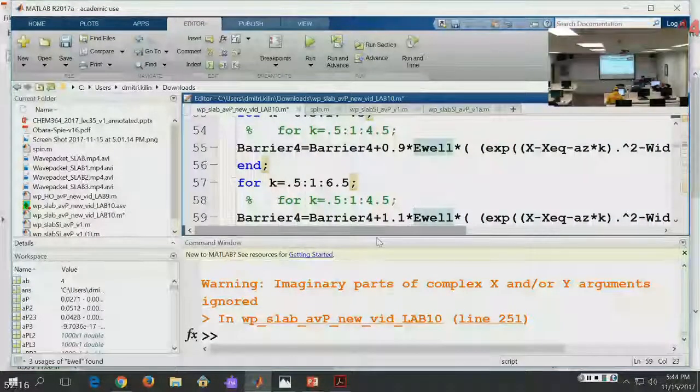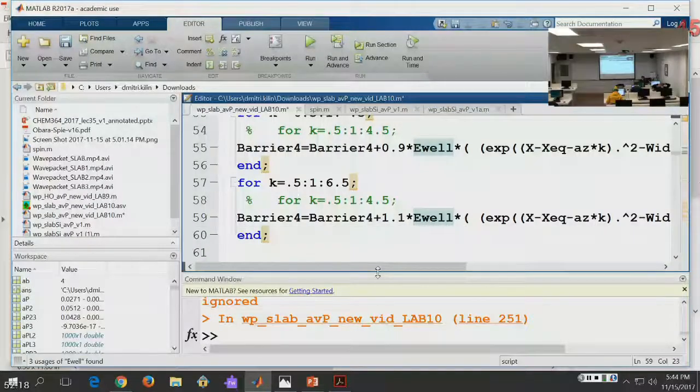So right now I'm not feeding exact values of the ionization energy. I'm just roughly setting one system as a donor, another as acceptor.